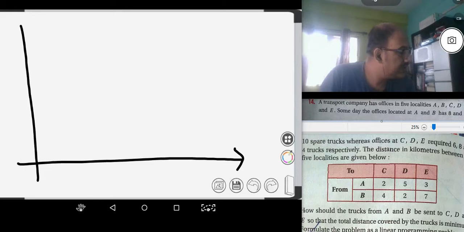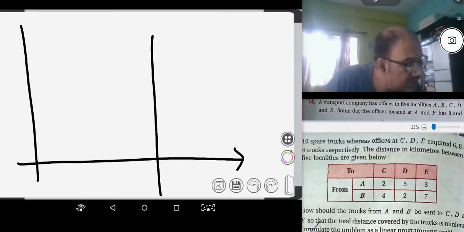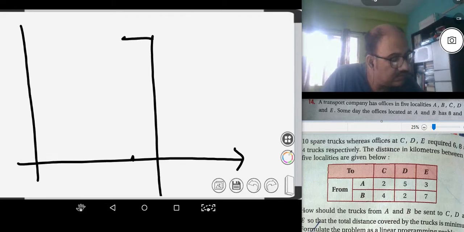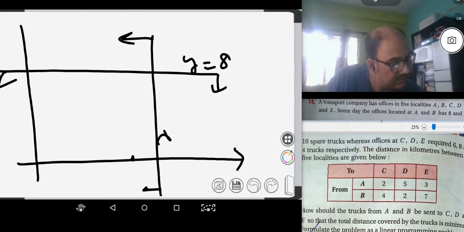So x is less than or equal to 6. So that means if this is 5, this is 6. I'm assuming this is the y equals 8 line and this line is x equals 6.